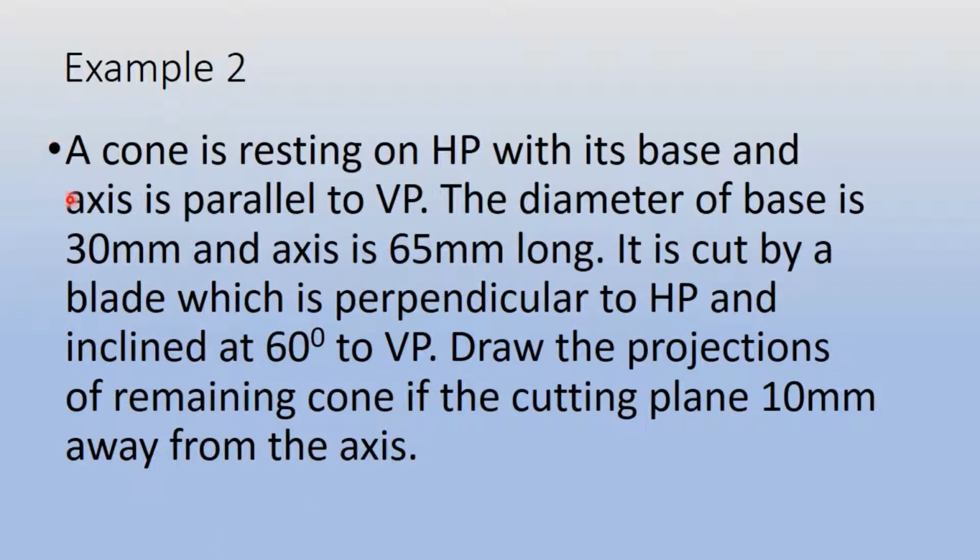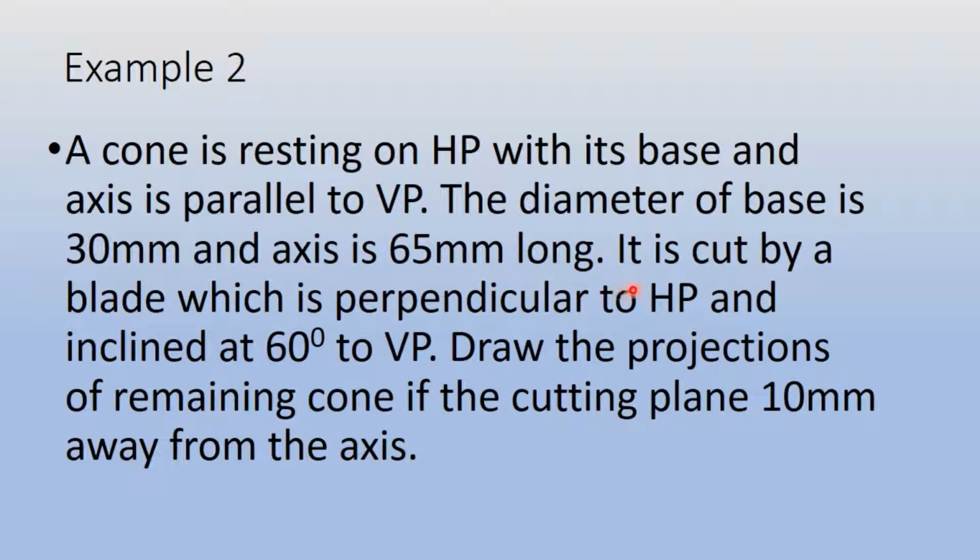So here again, first the solid is given with respect to HP and VP. It is mentioned that it is resting on the HP with its base. So the cone is resting on the HP with its base and the axis is parallel to VP. So this is simple. As the cone will rest on HP, its top view will be a circle and its front view will be a triangle, as we have seen in the last problem also. The diameter is 30 mm and the axis height is 65 mm long.